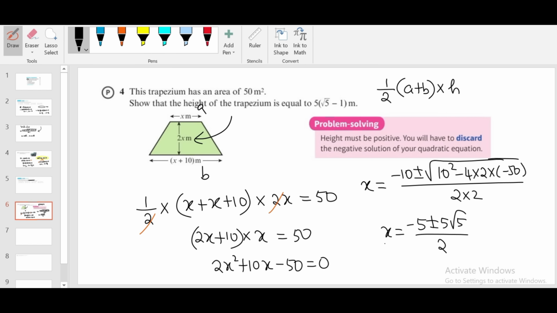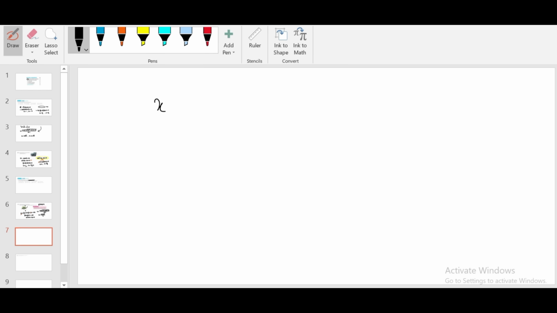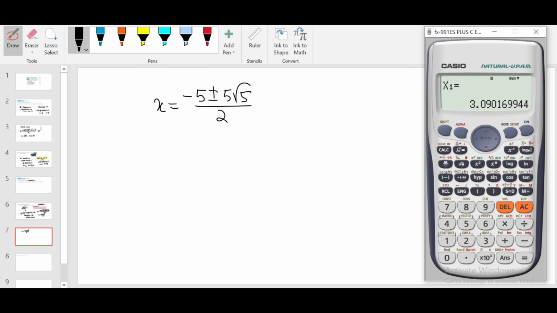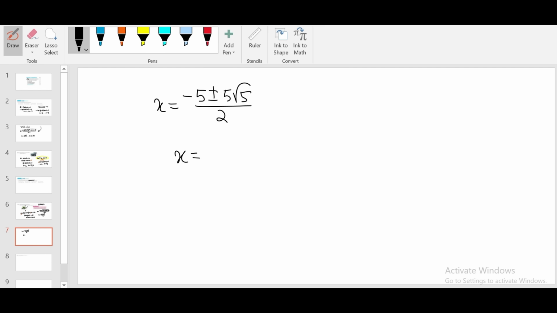Now they want you to find the height of the trapezium. Height is basically 2x, right? So our value of x is minus 5 plus or minus 5 root 5 divided by 2. But x cannot be negative. So we need to check which x is positive. This is positive. The 5 minus 5 is negative. So we need to take x is equal to minus 5 plus 5 root 5 divided by 2.